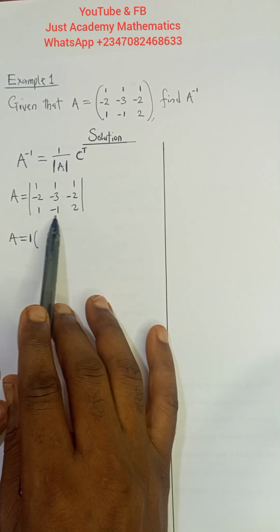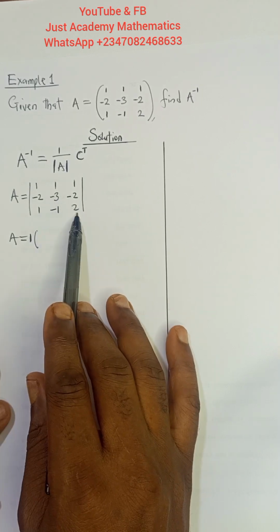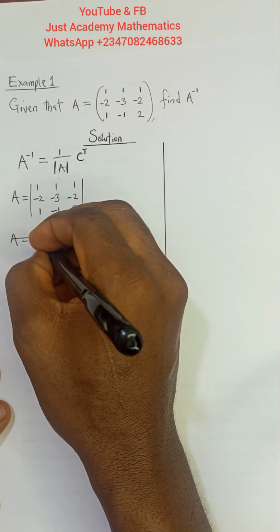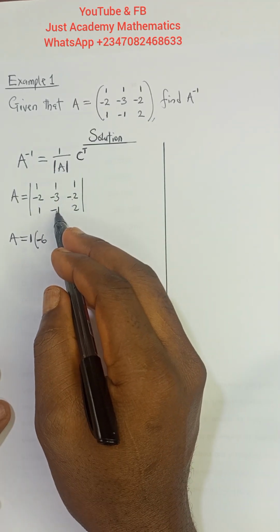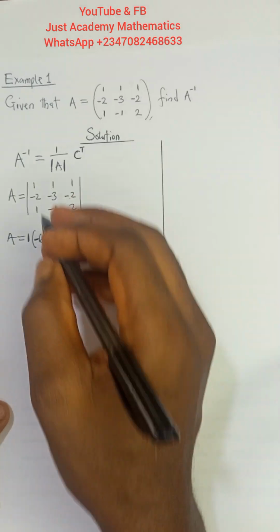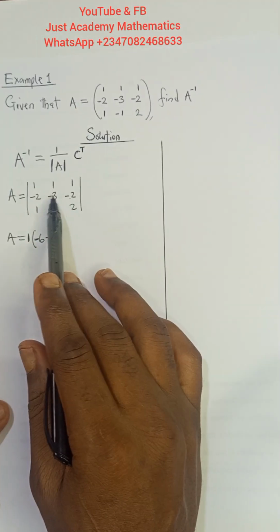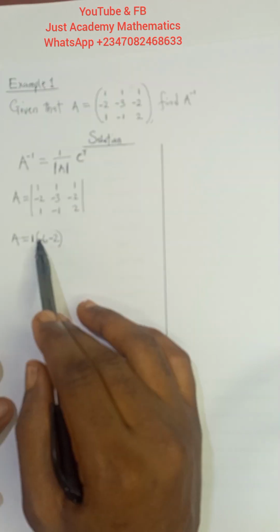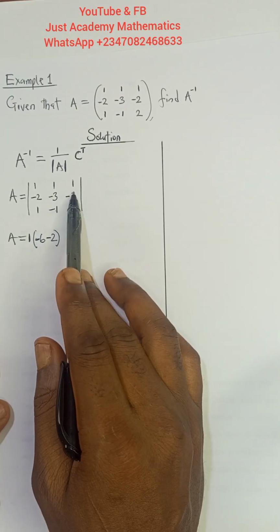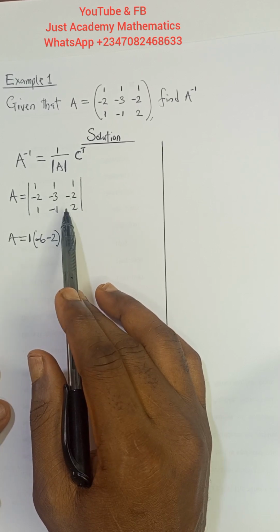So what is the determinant of this? -3 times 2 is -6. Then -1 times -2 is plus 2, and this time the sign is minus, so we have -6 minus 2.